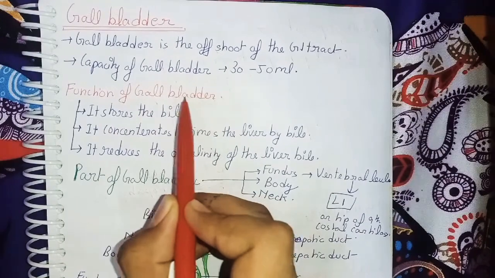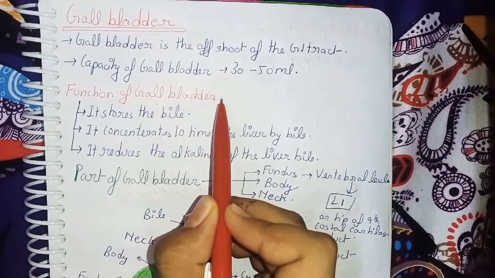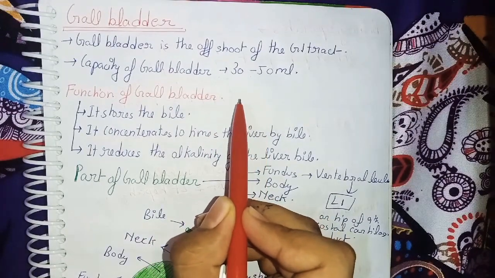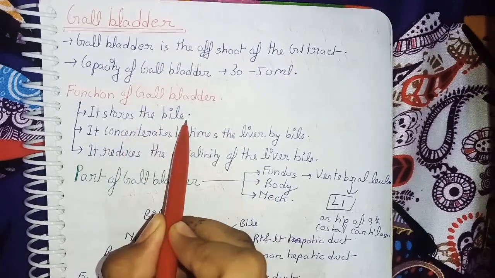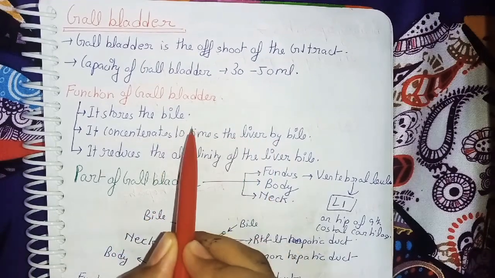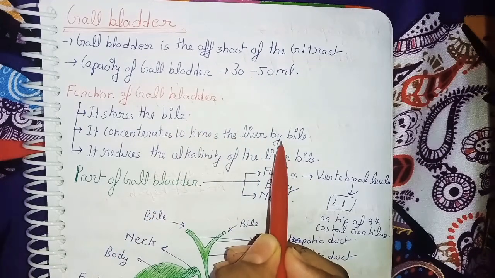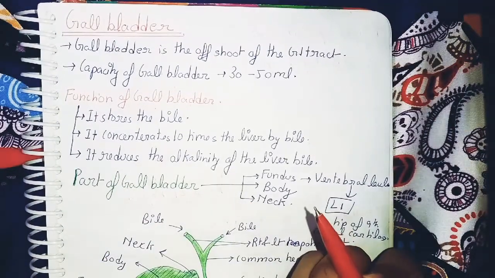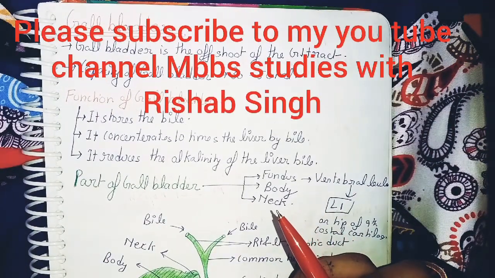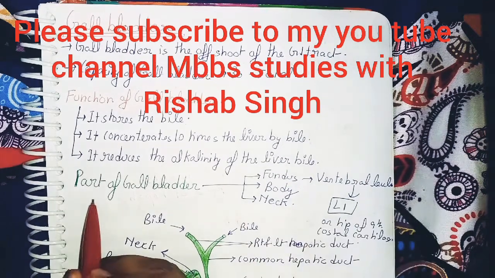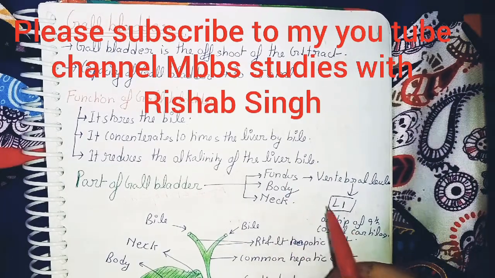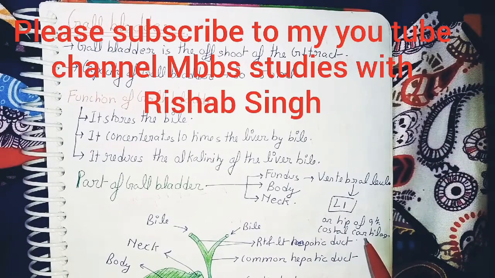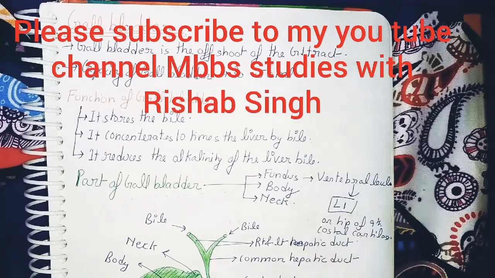Function of the gallbladder. Now we know that the liver produces bile, but it is stored in a pouch-like structure called the gallbladder. So it stores the bile, and it also concentrates the bile 10 times more than the liver does. It also reduces the alkaline nature of the liver bile, because as we know bile is alkaline in nature, so it reduces that property. Now parts of the gallbladder: fundus, body and neck. And the vertebral level is lumbar 1, or the tip of the 9th costal cartilage.